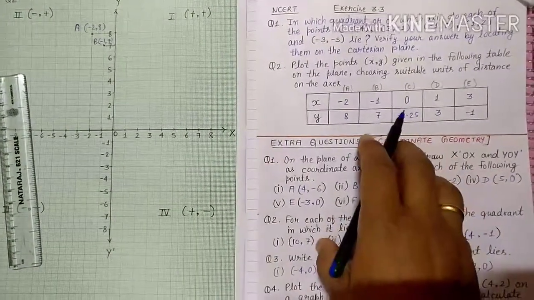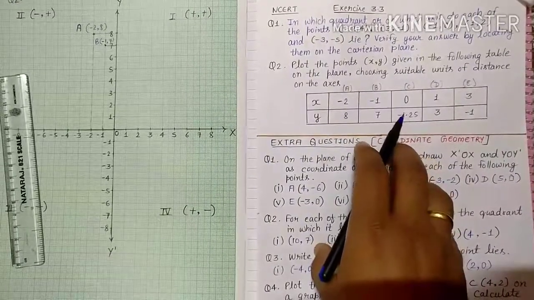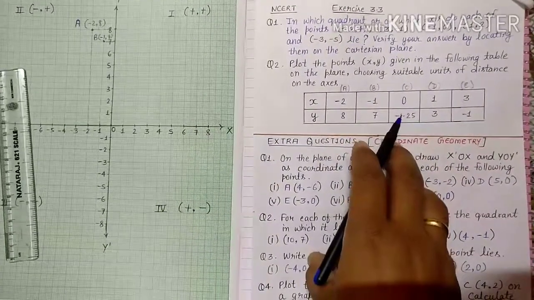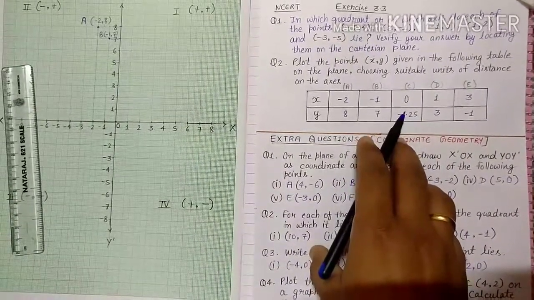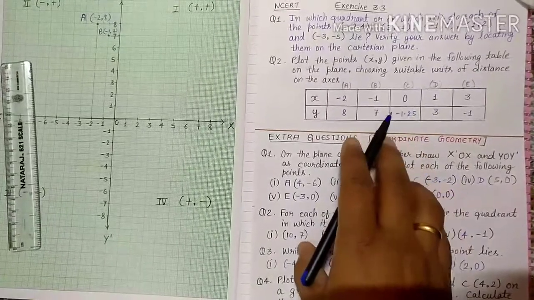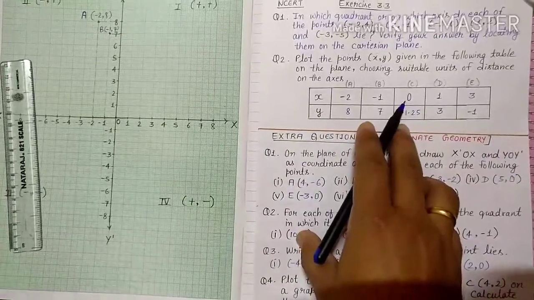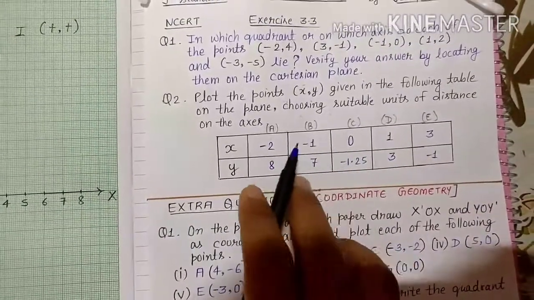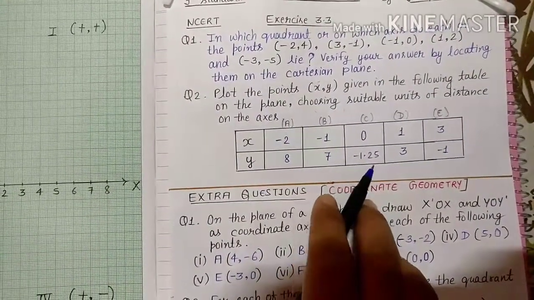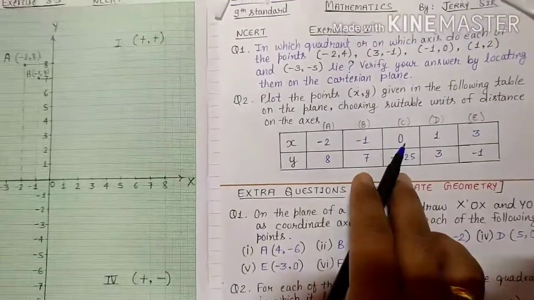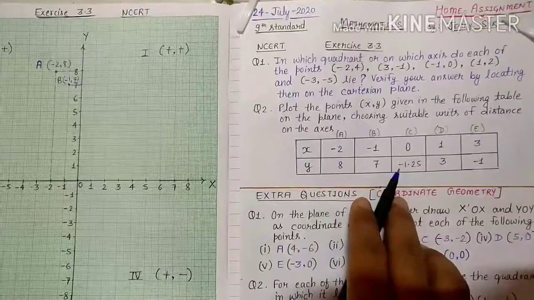Now check part C: (0, -1.25). Look at this point carefully, because many students face difficulty with this question. Here the x value is 0 and the y value is minus 1.25, which is negative. As x is 0, we have to focus on the y value. Y value is what? Minus 1.25.